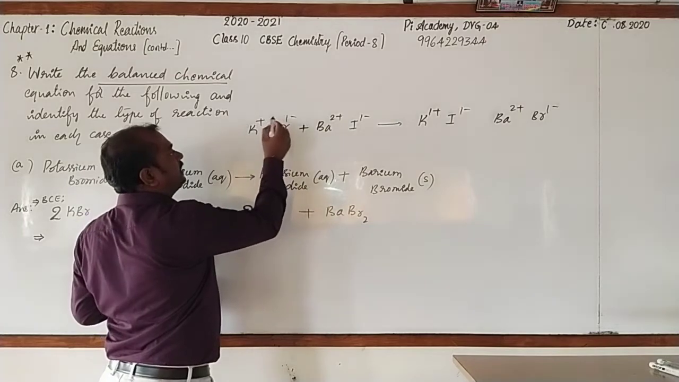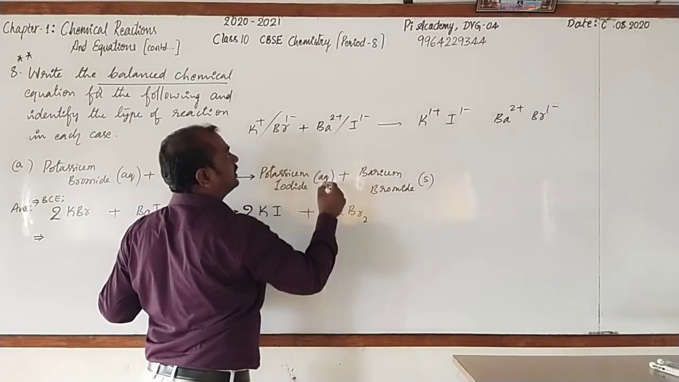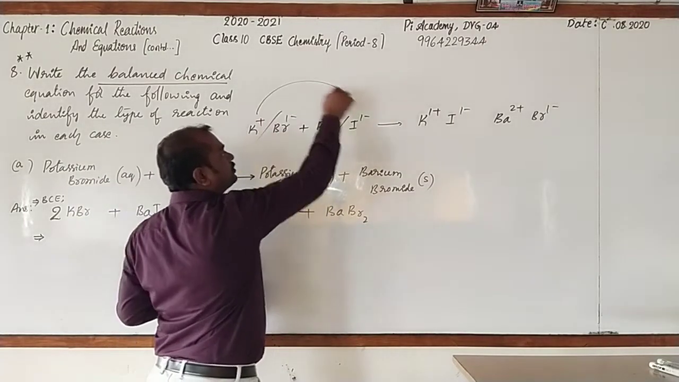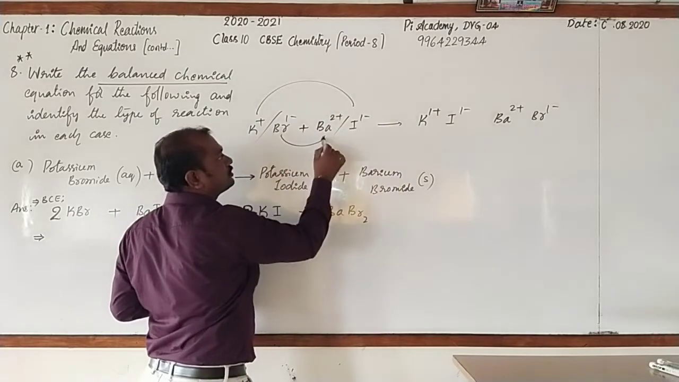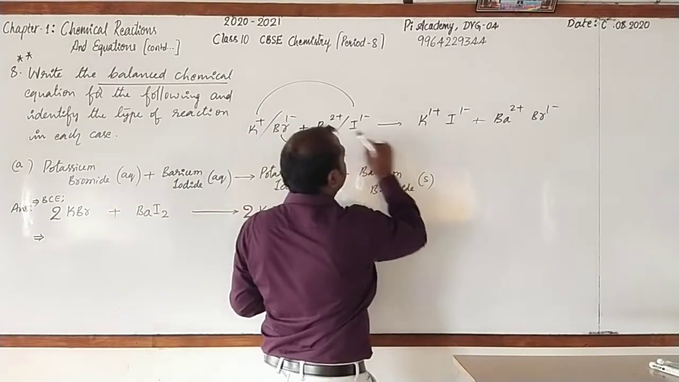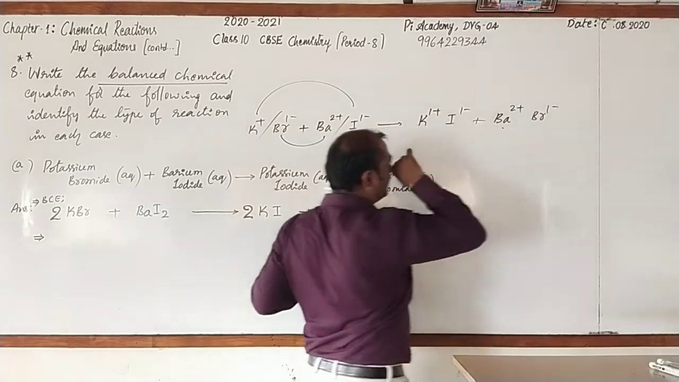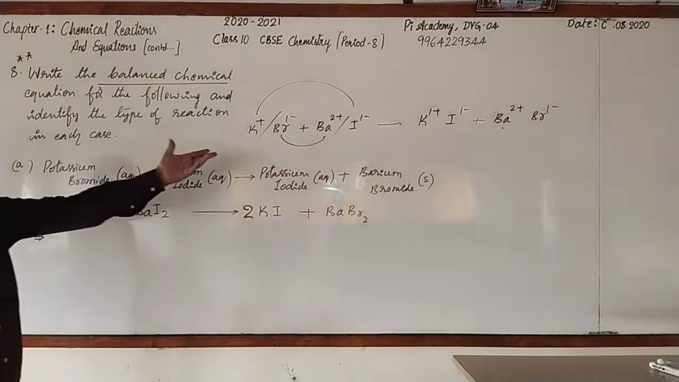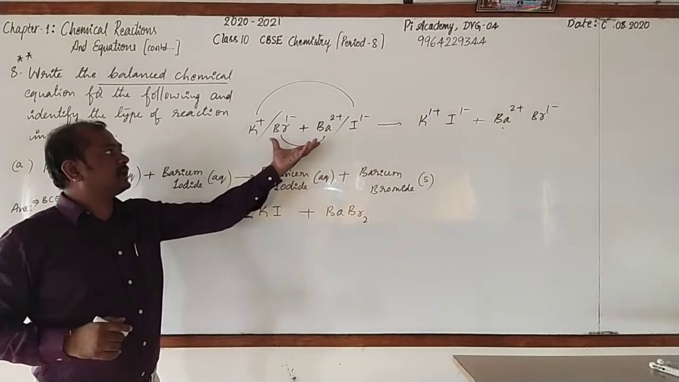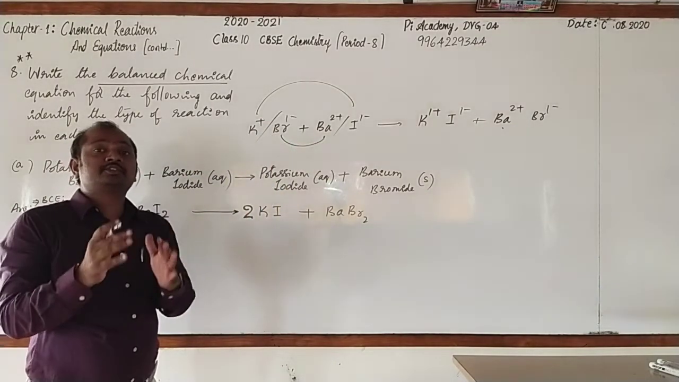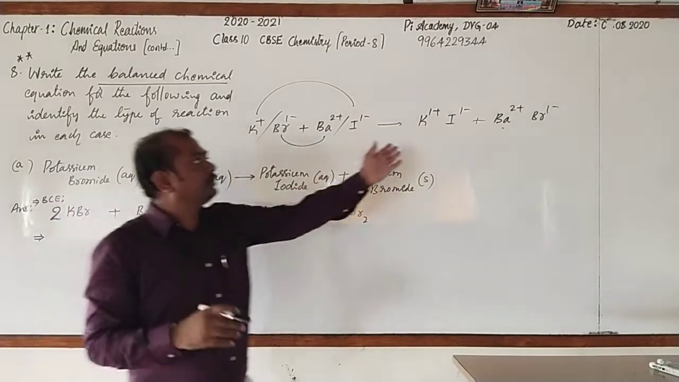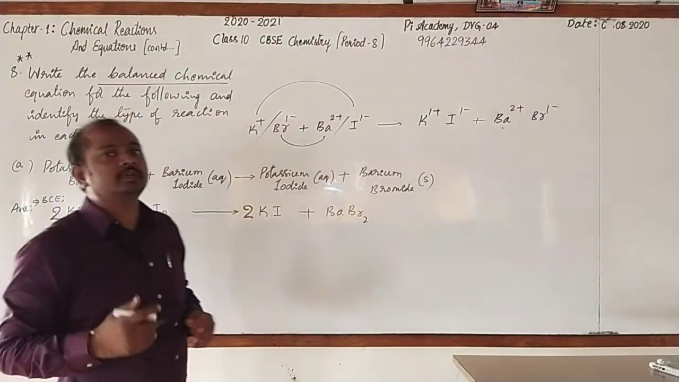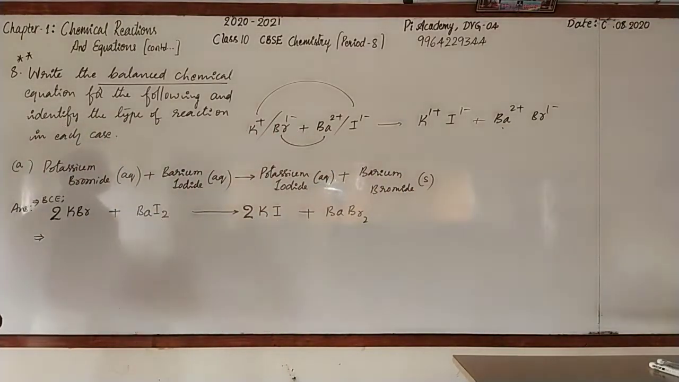Here, these are the ions. Then, these two together form KI. These two together form BaBr2. You can come to know that these are the two compounds. They exchange their ions mutually to form two new compounds. What is it? You are right. Very good. It is a double displacement reaction.